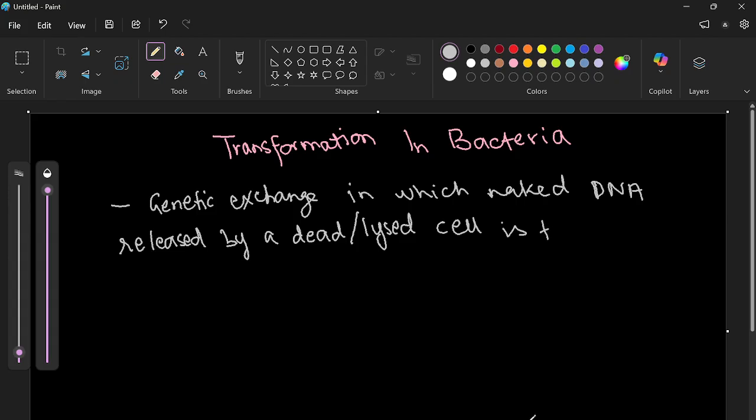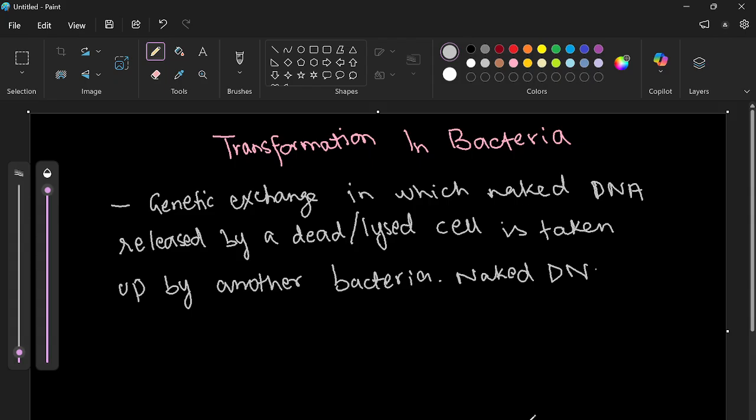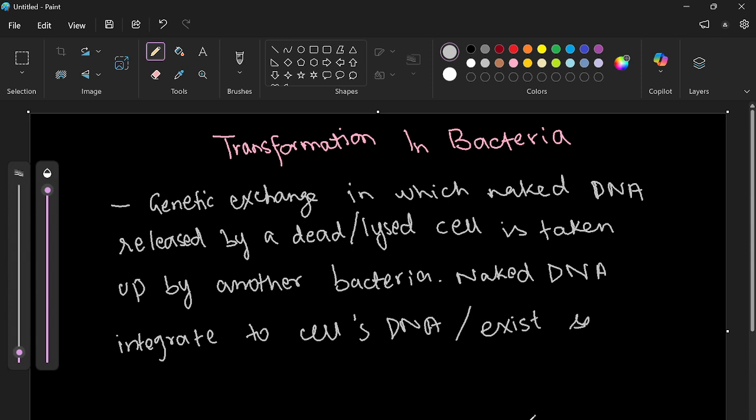and is taken up by another bacterium. So basically, this naked DNA can either integrate into the new bacterial cell's DNA, or it can exist separately as a plasmid in that cell.